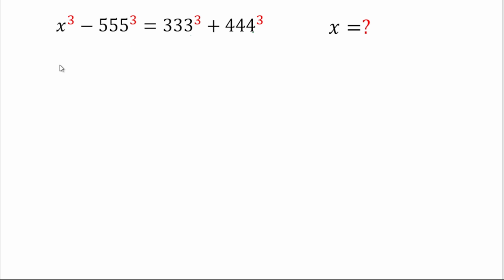Today in this video we'll solve this expression, and the problem here is x cube minus 555 cube is equal to 333 cube plus 444 cube. Then we'll have to find the value of x.